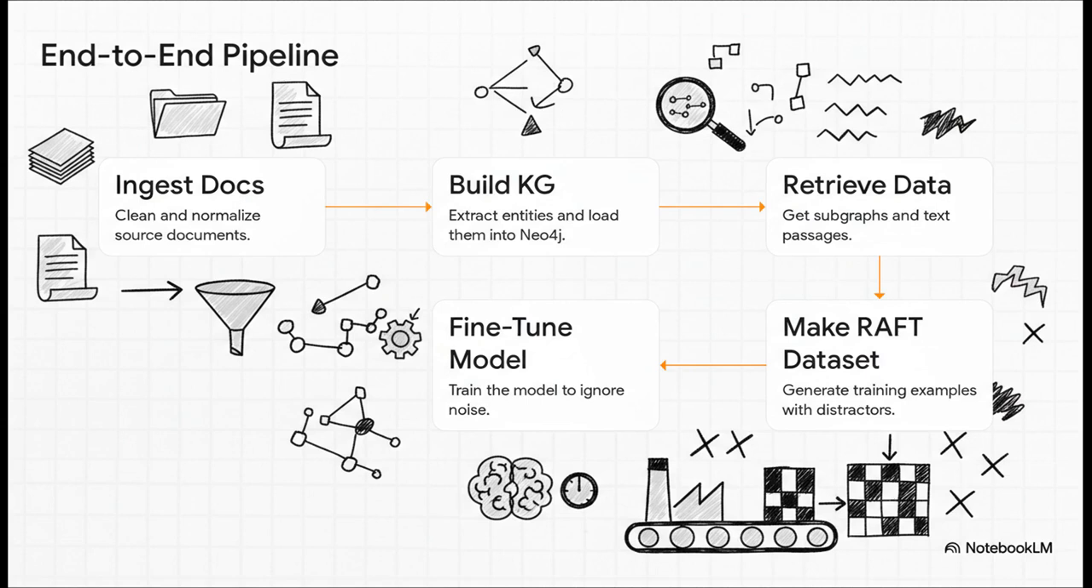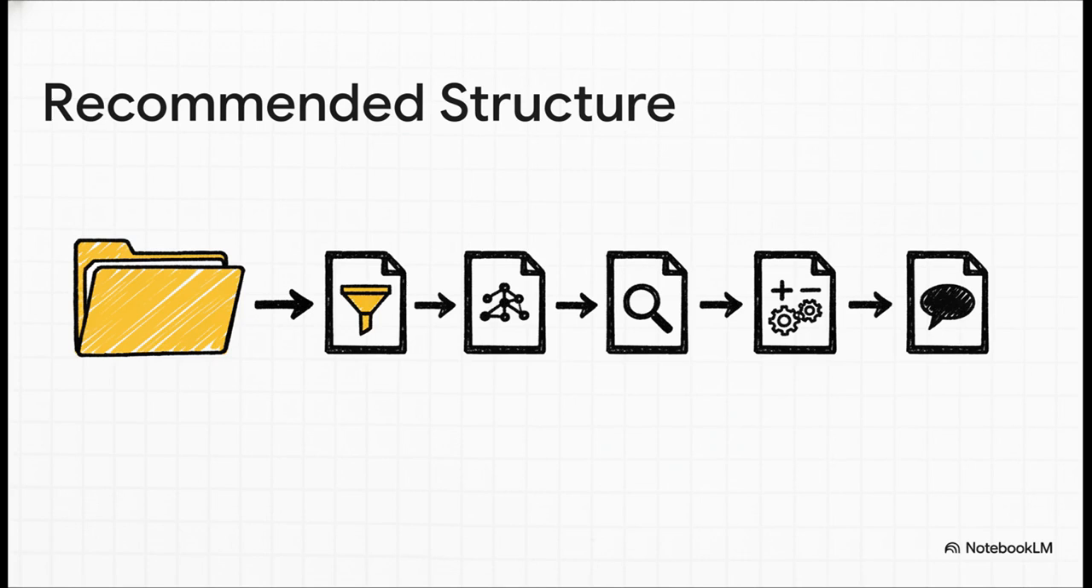First, we ingest and clean up our documents. Then, we use that to build the knowledge graph to structure the information. From there, we retrieve both the relevant passages and those all-important distractors. This lets us generate the special RAFT dataset that we need to finally fine-tune our model to ignore all that noise. And for a real-world project, this is exactly how you'd want to organize your files.